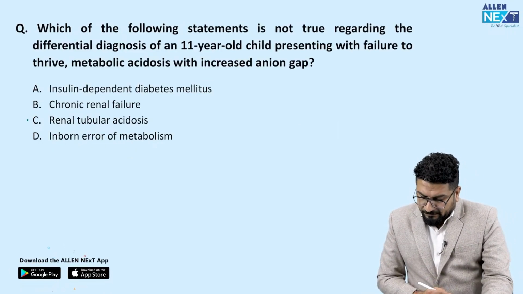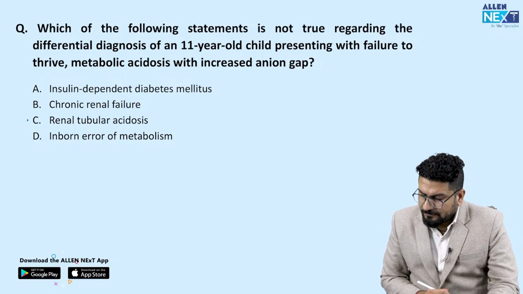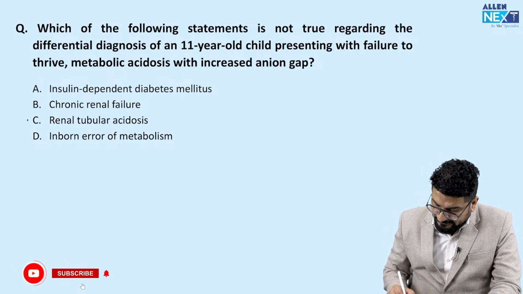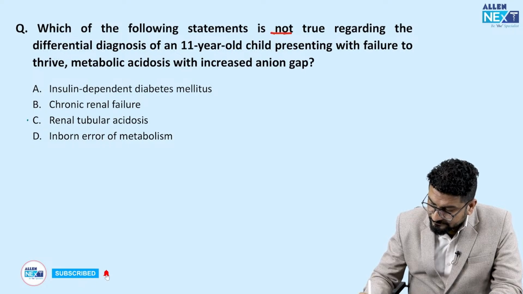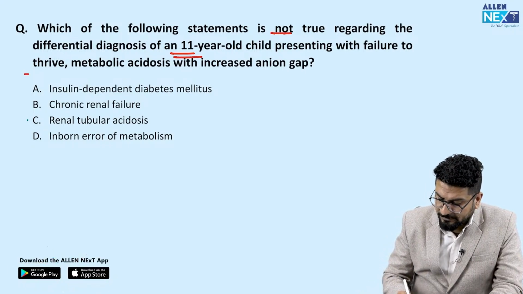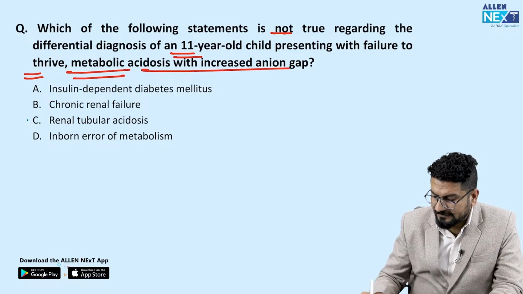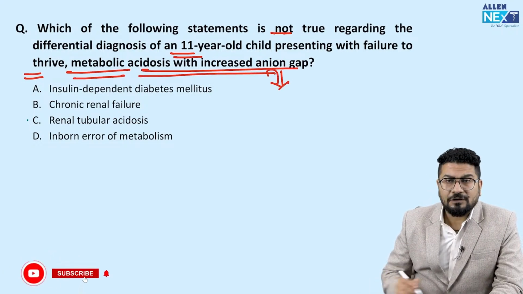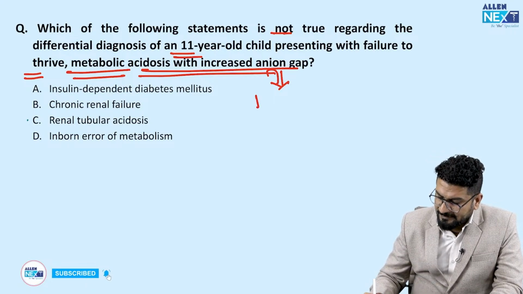The following statement is not true regarding the differential diagnosis of an 11-year-old child presenting with failure to thrive and metabolic acidosis with increased anion gap. Very interesting question. You should know what the causes of increased anion gap are. You can remember them by the mnemonic CULT.